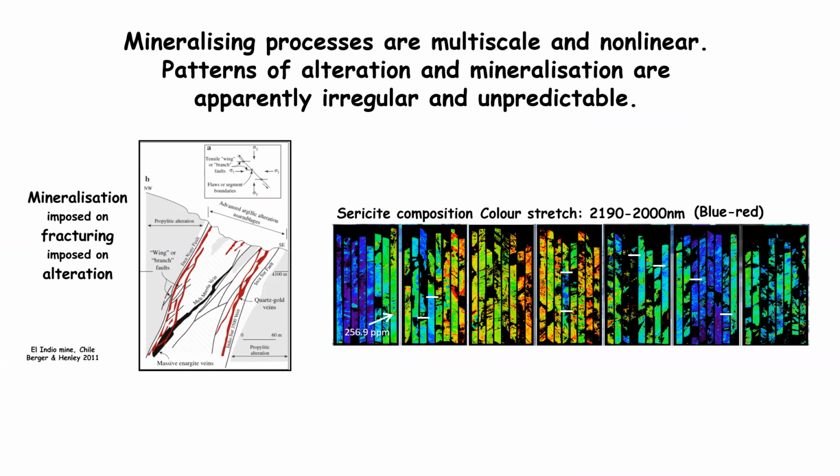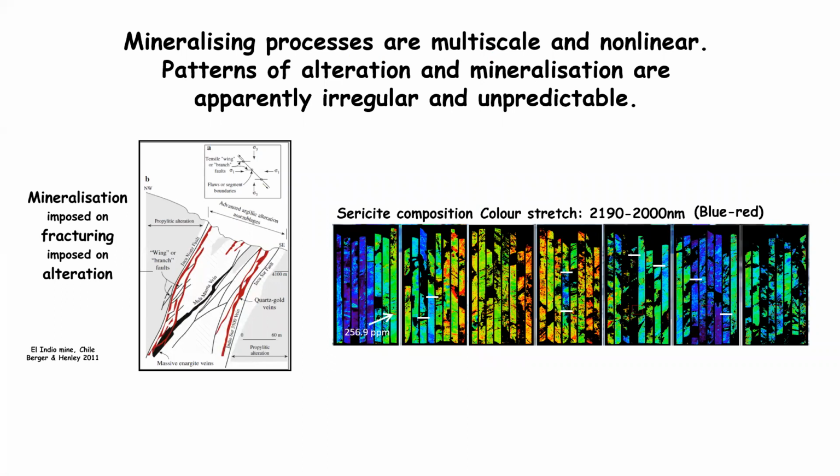As examples, we see here mineralisation imposed on fracturing, imposed on alteration at the LNDO mine in Chile, and varying cerussite composition in drill core. This drill core is from the Sunrise Dam gold deposit. The deposit is hosted in shear zones, and a typical alteration assemblage is quartz, calcite, dolomite, ankerite, paragonite, muscovite. Chlorite is common, presumably inherited from early metamorphism of mafic and sedimentary host rocks.